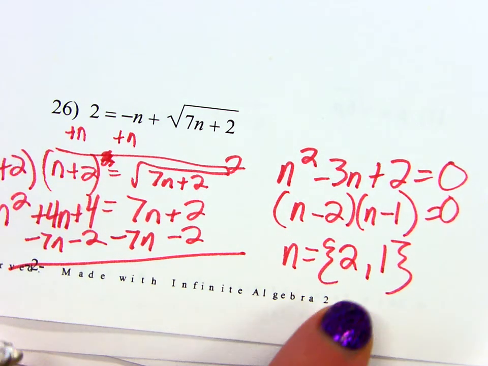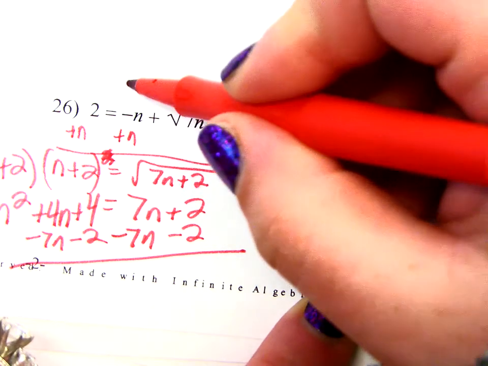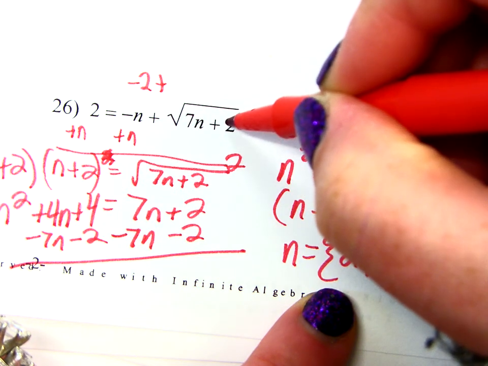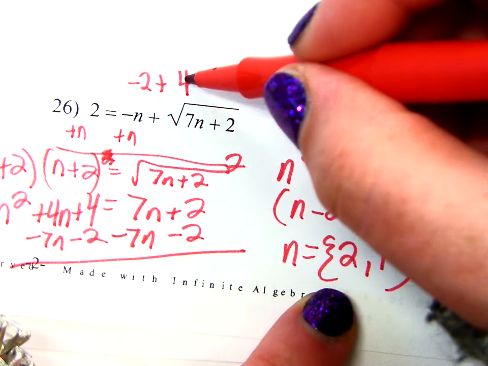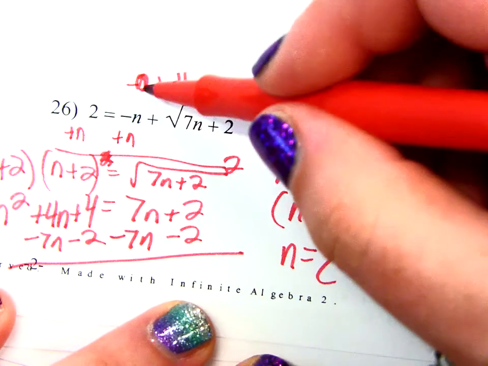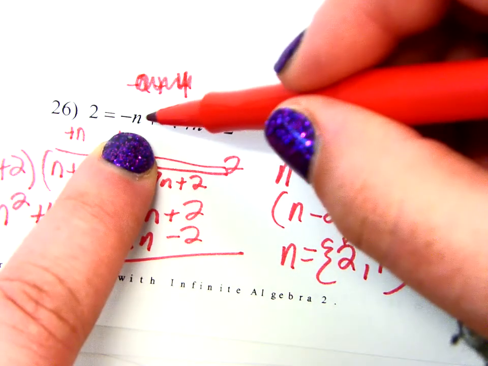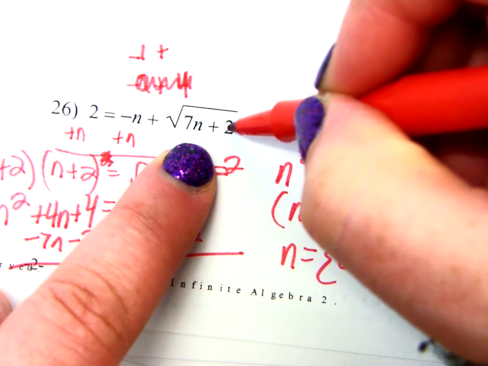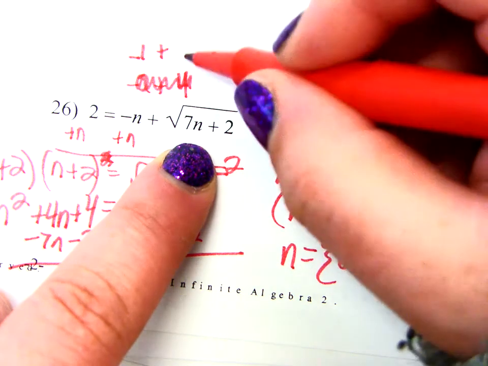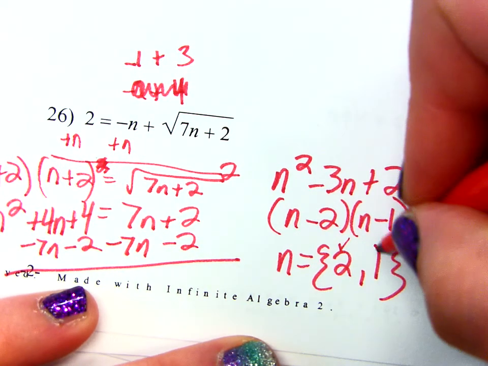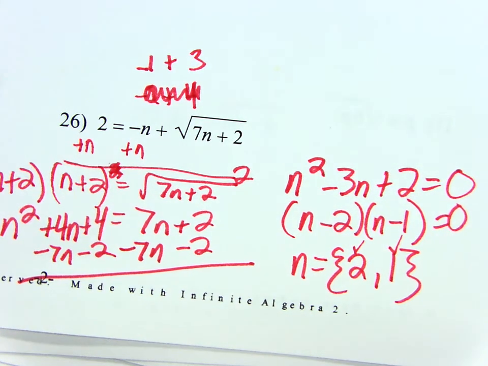Let's check them both. Okay, let's start with 2. Negative 2 plus 7 times 2 is 14 plus 2 is 16. Square root of that is 4. Is negative 2 plus 4 really 2? Yeah, so positive 2 is a good answer. Let's see if positive 1 is also a good answer. So if I plug in positive 1, I actually get negative 1 plus 7 times 1 is 7 plus 2 is 9. Square root of 9 is 3. Negative 1 plus 3, is that really 2? Yes. So both answers work. I don't throw anybody away. Positive 2 and positive 1.